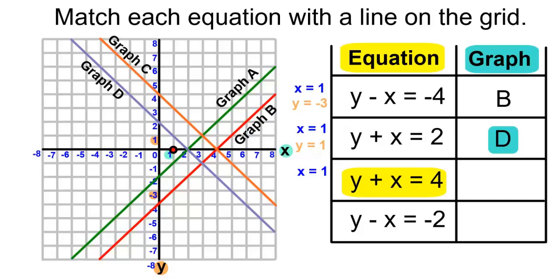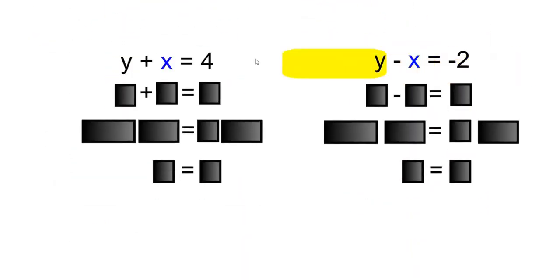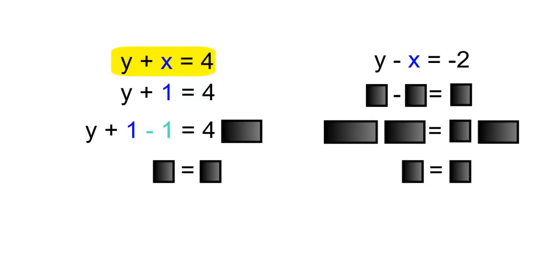So we'll solve for Y. Y plus X equals 4, so Y plus 1 equals 4. To remove the plus 1 from this side, we'll subtract 1, and subtract 1 from the other side as well. The plus 1 and minus 1 will cancel, giving us Y. And 4 minus 1 is 3. So for this equation, when X is 1, Y is equal to 3.